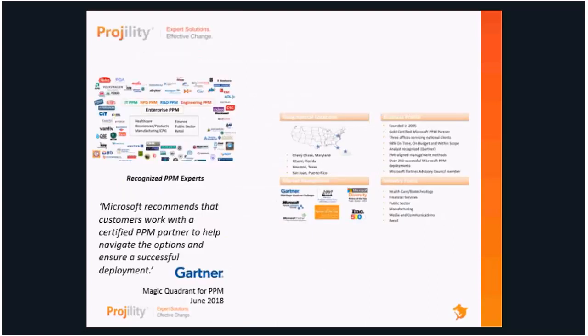Projility, if you don't know us, we are a PPM consultancy. Clients come to us when they really have three key business challenges. The first is they can't easily explain what's going on across their portfolio and within their projects. They don't often know what resources are working on what projects, and they can't get good, consistent reports and metrics out to make good project-based decisions.